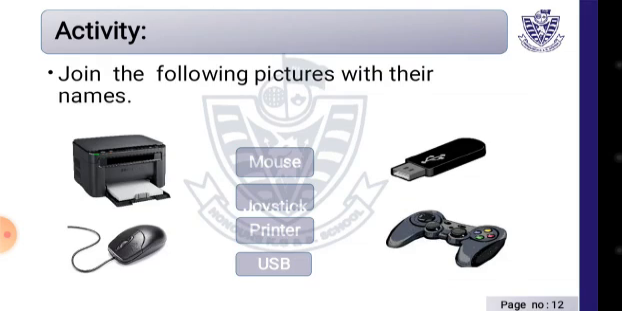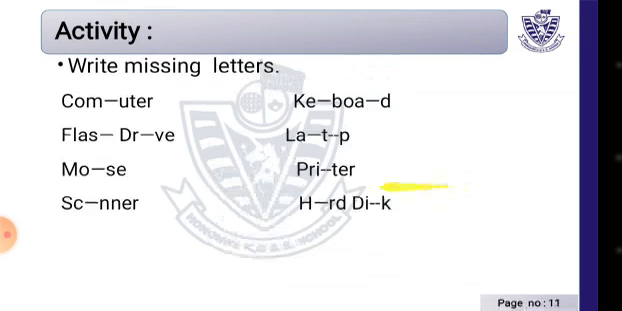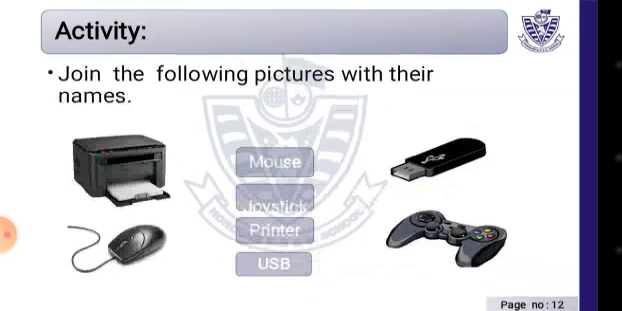Okay, students, the next activity is, join the following pictures with their names. And the pictures are printer, mouse, USB, and joystick. And the names are mouse, joystick, printer, USB. So you will match these with their names. Understand?